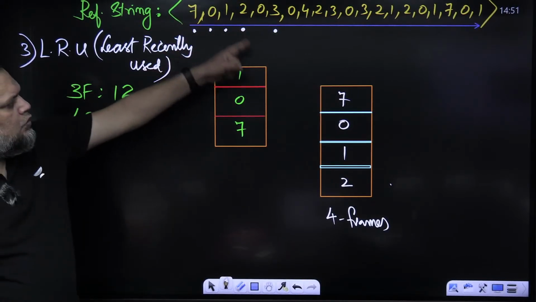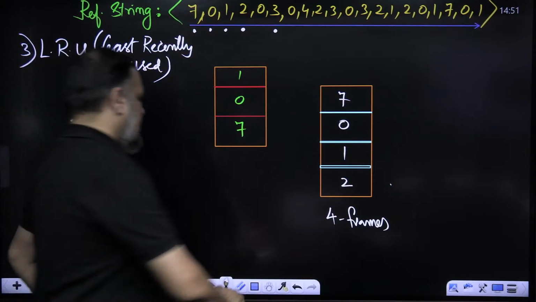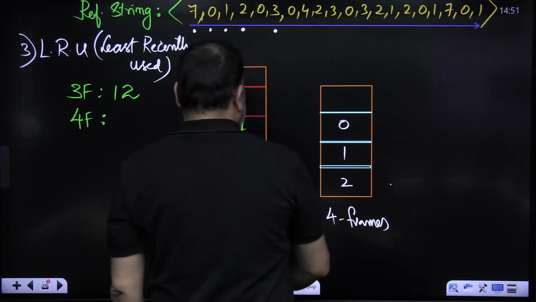Among 7, 0, 1, 2, observe: 7, 0, 1, 2. Who is occurring at the end? 7. So in place of 7, we are going to bring 3.